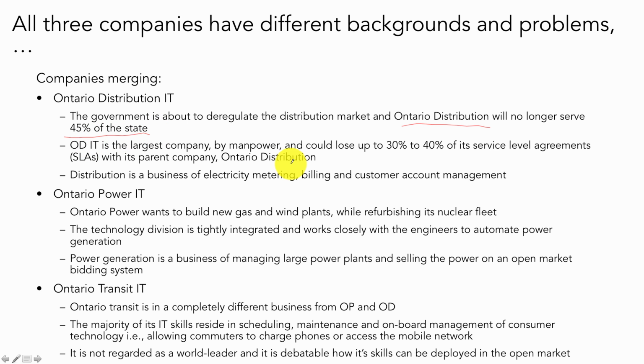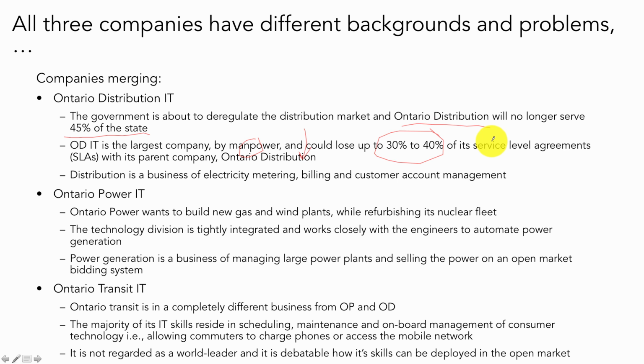Ontario Distribution IT is the largest company in the merger by manpower, but if Ontario Distribution has 45% less business, therefore it is conceivable that it's going to need less IT support. So it's expected that 30% to 40% of the service level agreements that Ontario Distribution IT will have with Ontario Distribution after the split up will be lost, because Ontario Distribution just wouldn't need so much work, right?